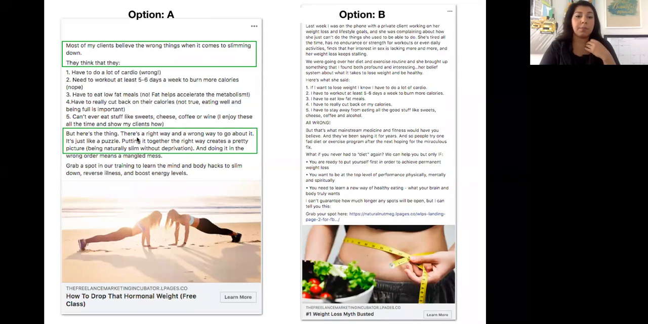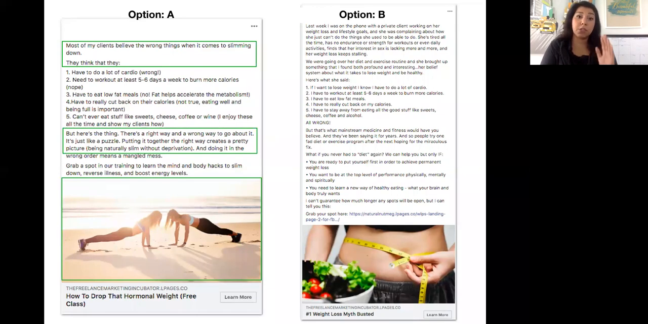But here's the thing, there's a right way and a wrong way to go about it. It's just like a puzzle. Putting it together the right way creates a pretty picture. Being naturally slim without deprivation, and doing it the wrong way means a mangled mess, basically. So we're not saying you need to lose weight. You'll be unhappy if you're not 10 pounds lighter. We're just kind of using creative turns of phrase.